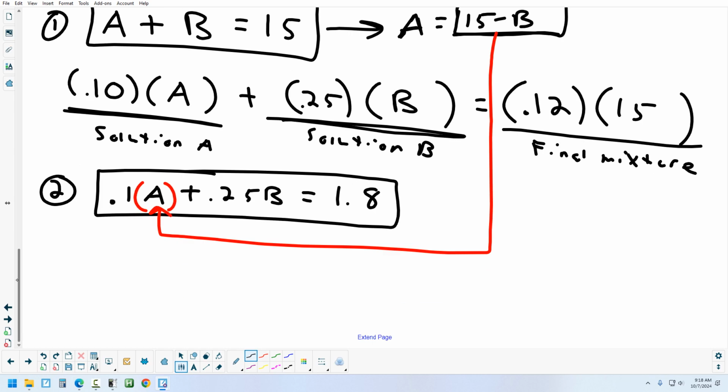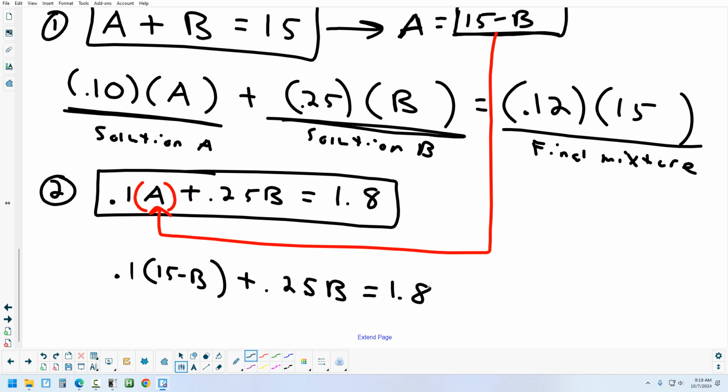And if we do this step right, there shouldn't be 2 different letters in the problem anymore. It should be down to 1 letter. You might see that letter more than once, but it should be the same letter. It's 0.1 times, and instead of A, we're going to fill in 15 minus B plus 0.25B equals 1.8. And now we only have 1 different letter. We just have a B.